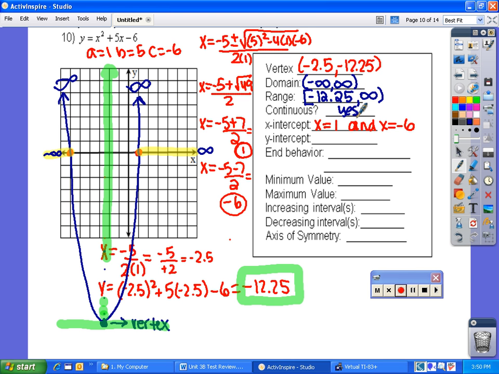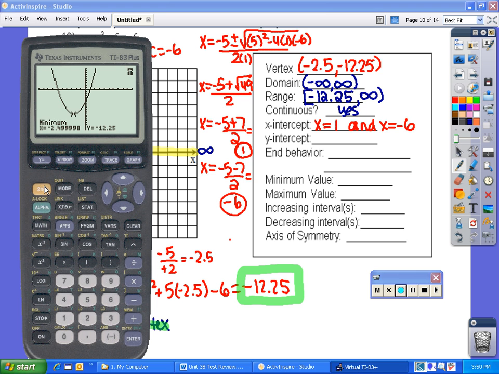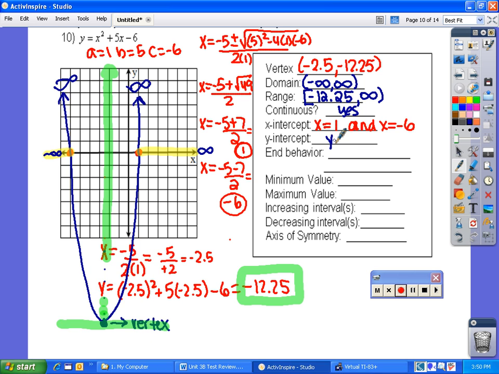The y-intercept is where it crosses the y-axis. So in your calculator, you can go to second graph and look for where x equals 0. That's the y-intercept. So you'll see that the y-intercept is at y equals negative 6. It's also the last number. Alright, end behavior. We always start the end behavior like this: as x approaches negative infinity and as x approaches infinity.